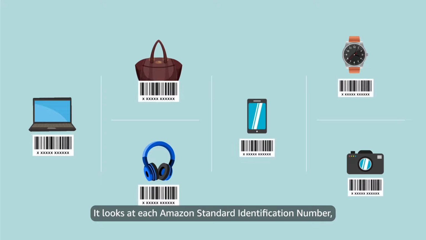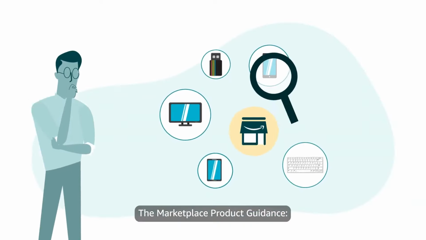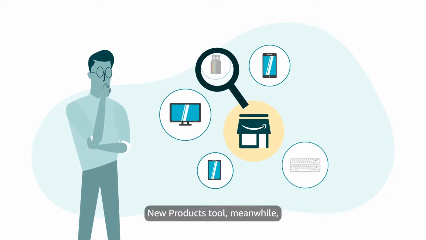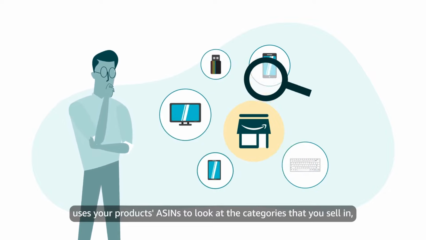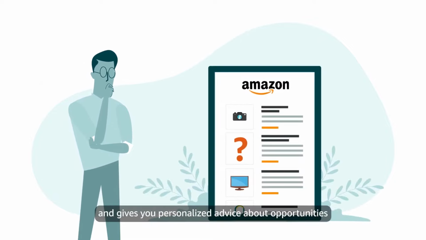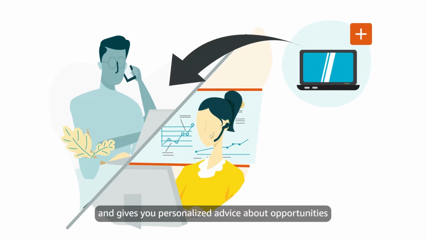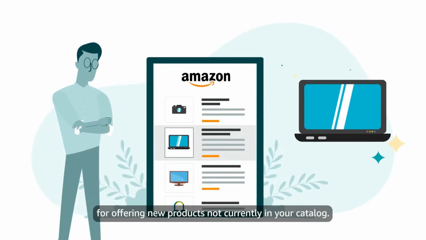It looks at each Amazon Standard Identification Number, or ASIN, you offer and gives personalized advice about selling in new stores. The Marketplace Product Guidance New Products tool, meanwhile, uses your product's ASINs to look at the categories that you sell in, compares them to other ASINs in the same store, and gives you personalized advice about opportunities for offering new products not currently in your catalog.